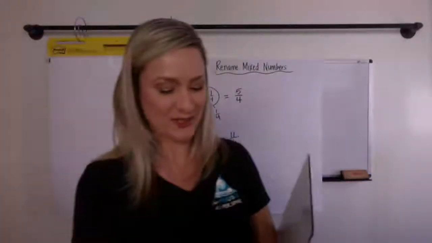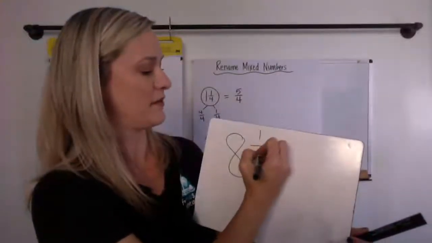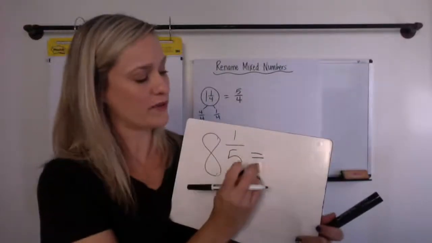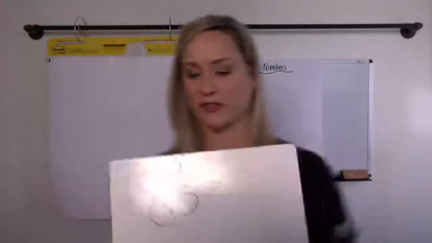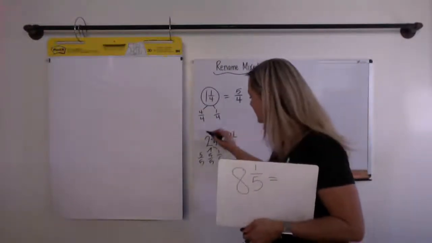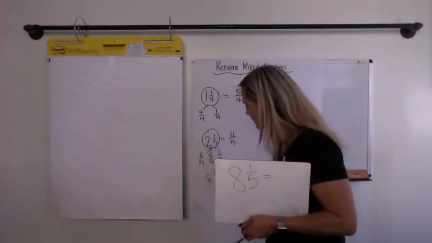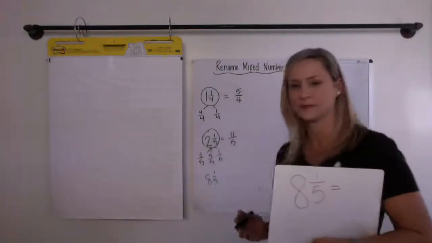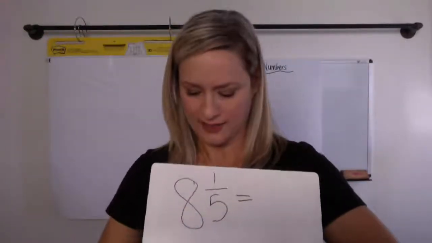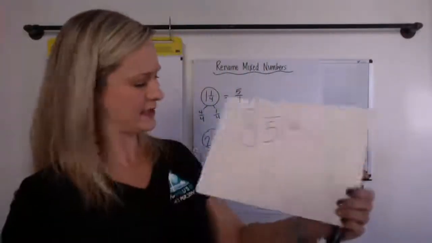Okay, here we go. Here's your next one. I'm throwing a big one at you. Here we go. 8 1/5. How would you solve that one and turn it into an equivalent improper fraction? We're renaming it. So think about that one. 8 1/5. All right. So let's think. 8/5. Wait a minute. 8/5 doesn't mean anything here.